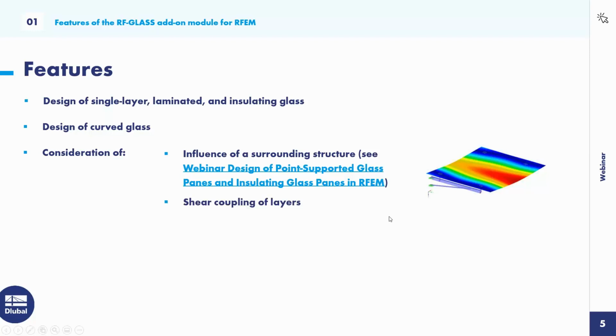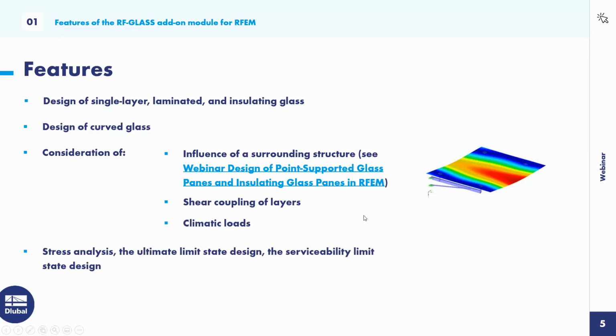So you can consider shear coupling of layers, climatic loads, for example, etc. And it's possible to do a stress analysis, the ultimate limit state design, and the serviceability limit state design. You can design independent of a code or with a code.